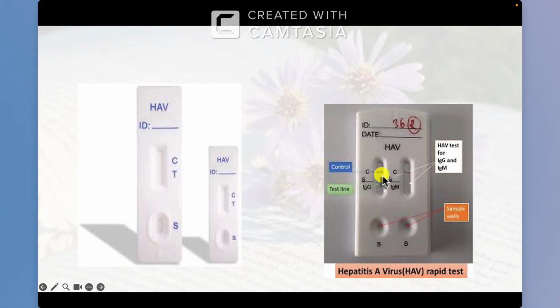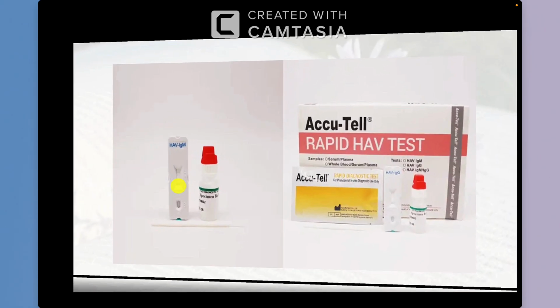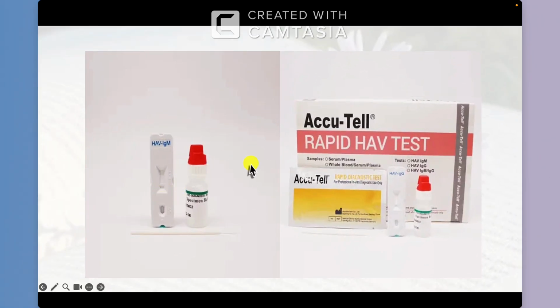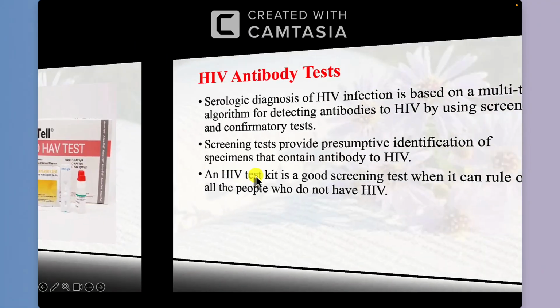Look, if there are two bands, it is positive. One band in C is negative. If there is a band just in T and not in C, that means something is wrong with the test, and we have to repeat it. This is the buffer, and this is another type of rapid test.